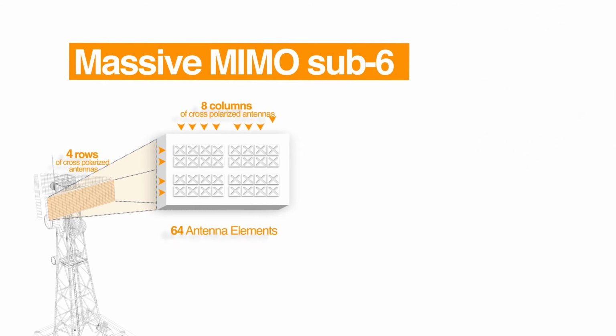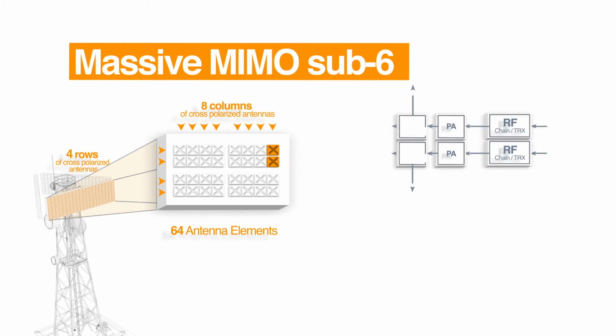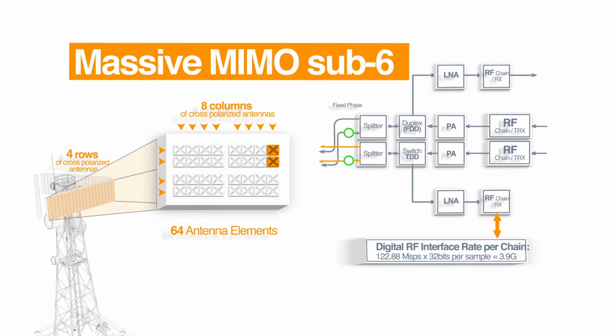Due to the cost and size of the panels, not every antenna element is fed by a unique RF chain. A collection of antenna elements may be fed by the same RF chain, but with fixed phase offsets.